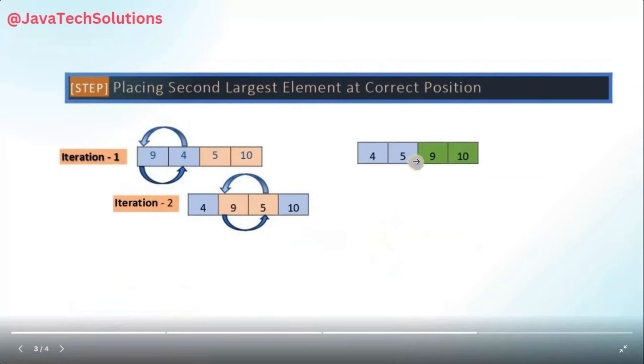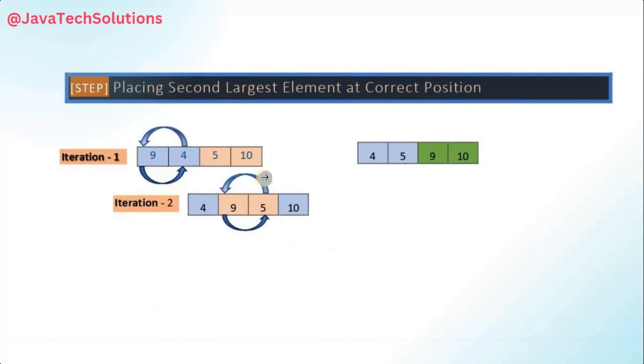In the second phase, it swaps 9 and 4, and after swapping it looks like 4, 9, 5 and 10. Then 9 and 5 are swapped, so it looks like 4, 5, 9 and 10. That means 9 and 10 are placed at the correct positions.